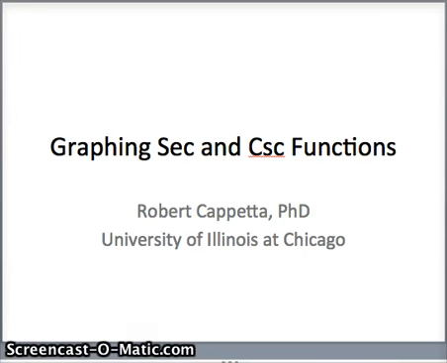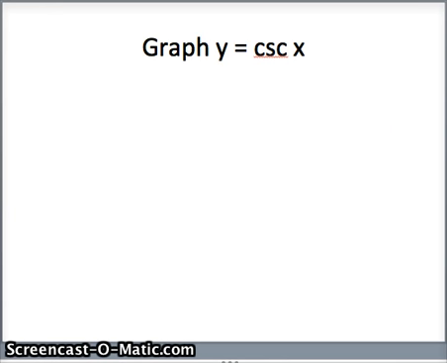This is Bob Capetta from the University of Illinois Chicago, and this lesson is on graphing the secant and cosecant functions. So our first example is cosecant, which is the reciprocal of sine. So knowing that, we're going to first graph the sine function, and then we're going to use that to help us graph the cosecant function.